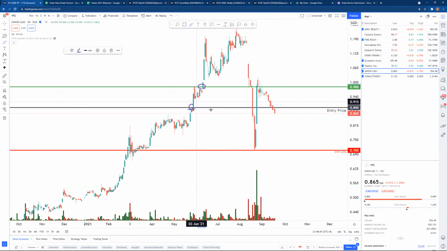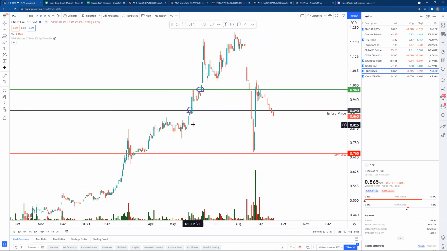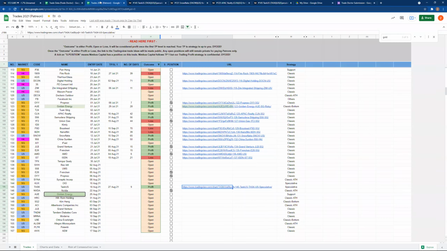So Union Gas is also one of the counters on the Patreon. Let me just quickly check Union Gas. For Union Gas, we do have a Patreon trade set up, but the Patreon trade setup is not at this level. So actually he took this trade by himself, because none of the TP or the entry level is according to Patreon. So let's quickly go and Control-F.